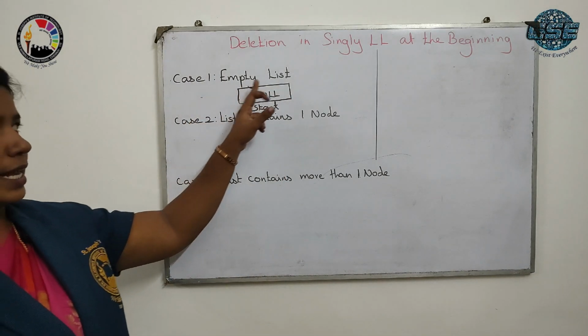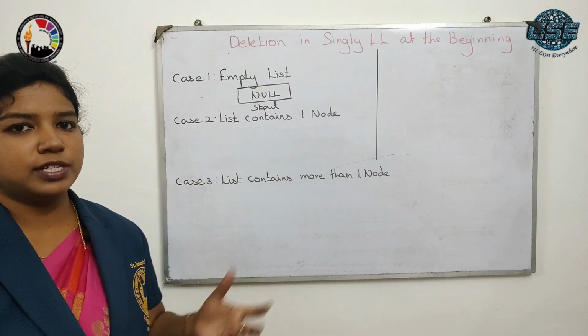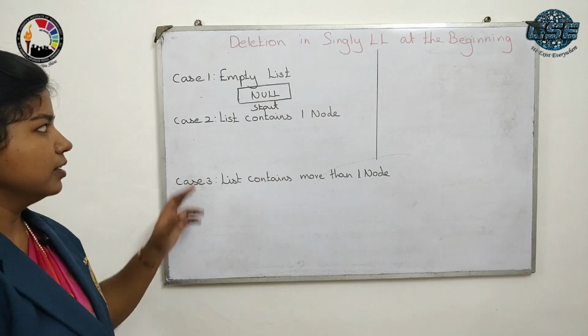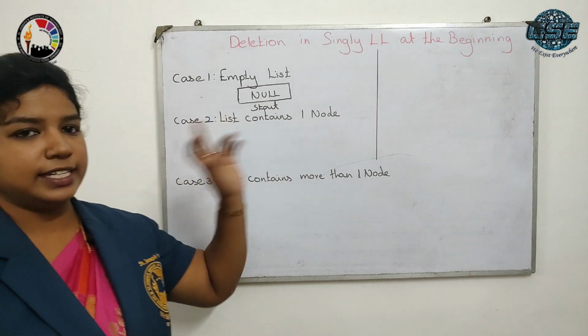So case one is the empty list. An empty list denotes that there is no node in your linked list. Your start will be pointing to none. And the next is case 2. It contains only one node.